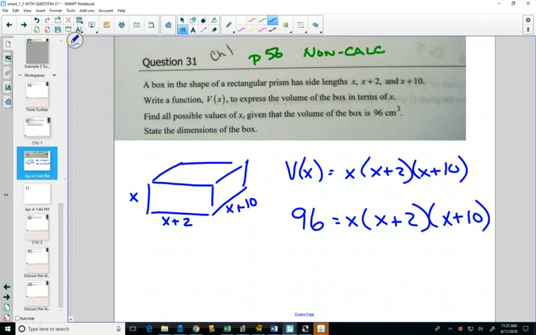And now this one's hard to solve because we haven't done many where it's factored on one side with a number on the other. Hello? David, please come to the office.